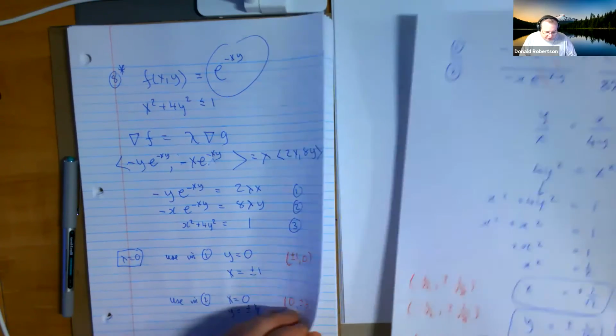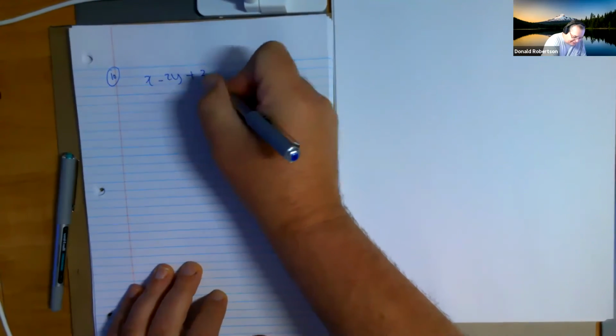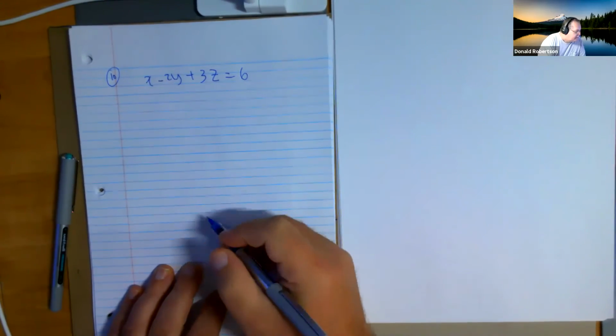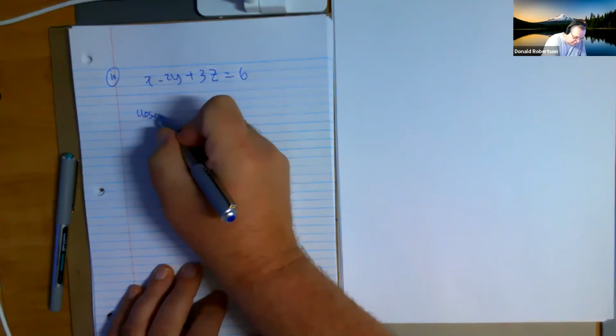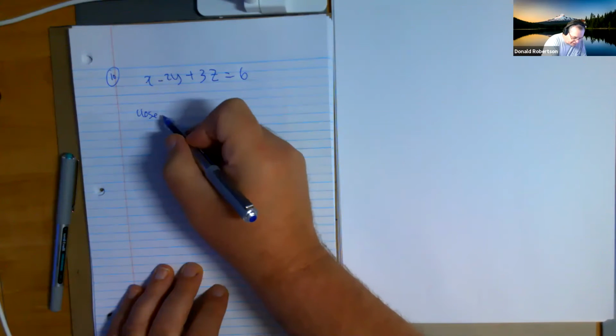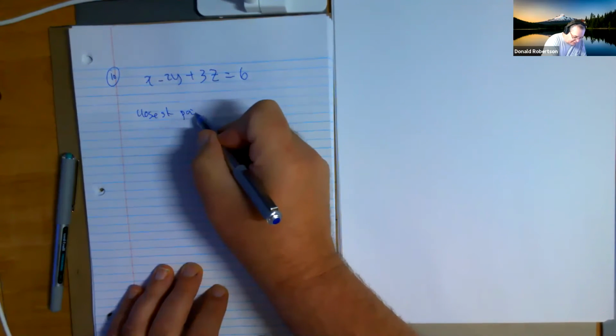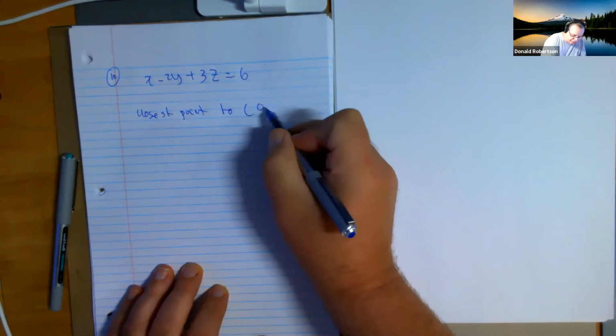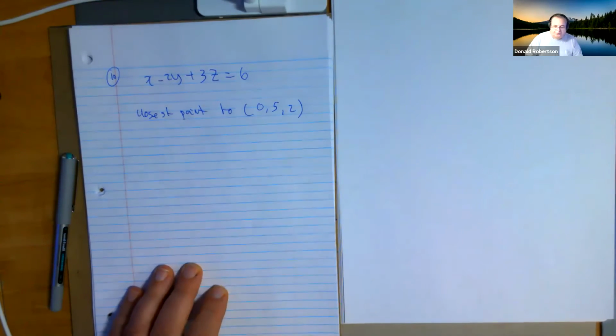Okay, so what I want to do next is, well, time. Let's do an example of an optimization using Lagrange. So this is me doing question 10, or at least a version of 10. We have a plane, that's this guy, and we're trying to find the closest point to 0, 5, and 2.